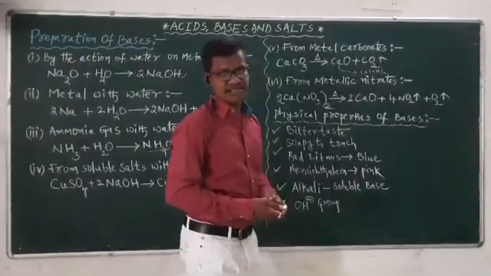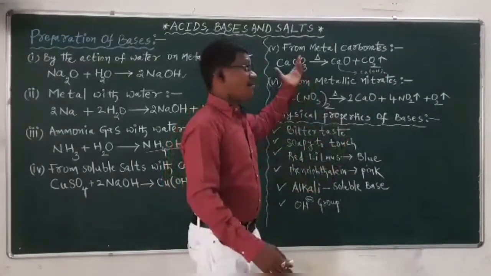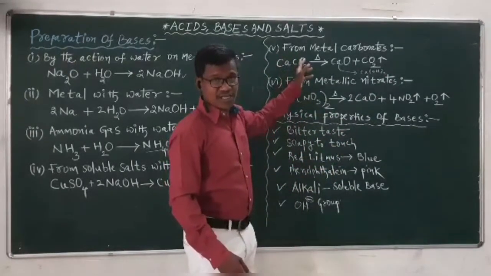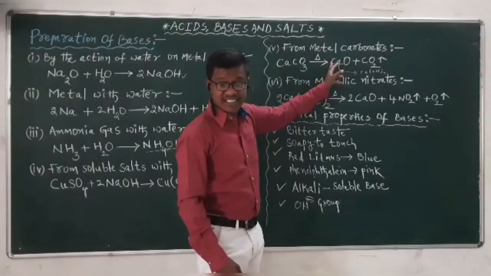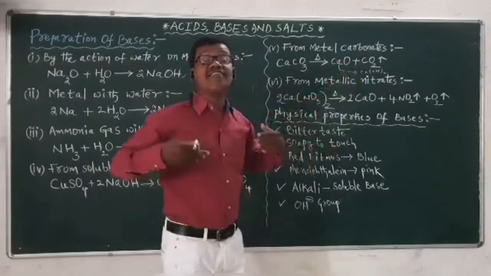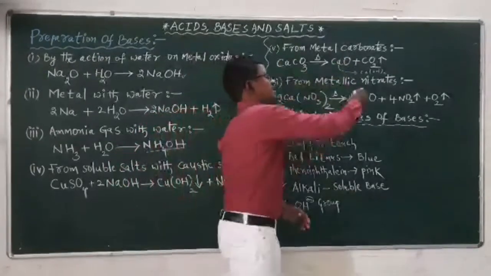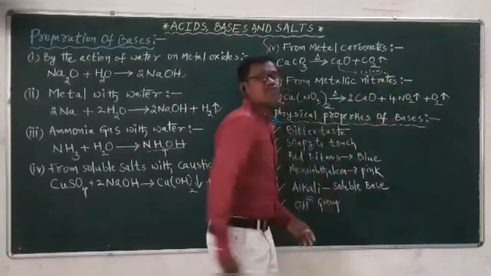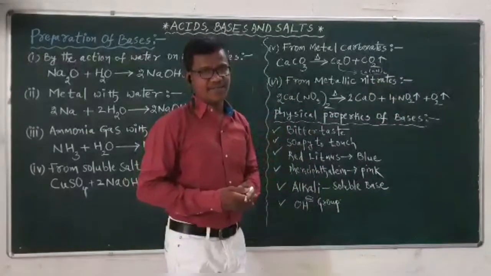Ca(OH)2, OH taken twice. Very simple. I am heating the metal carbonate, CaCO3. There I am getting metal oxide, CaO, calcium oxide. That is reacting with water and giving us a base. That base is Ca(OH)2, calcium hydroxide.